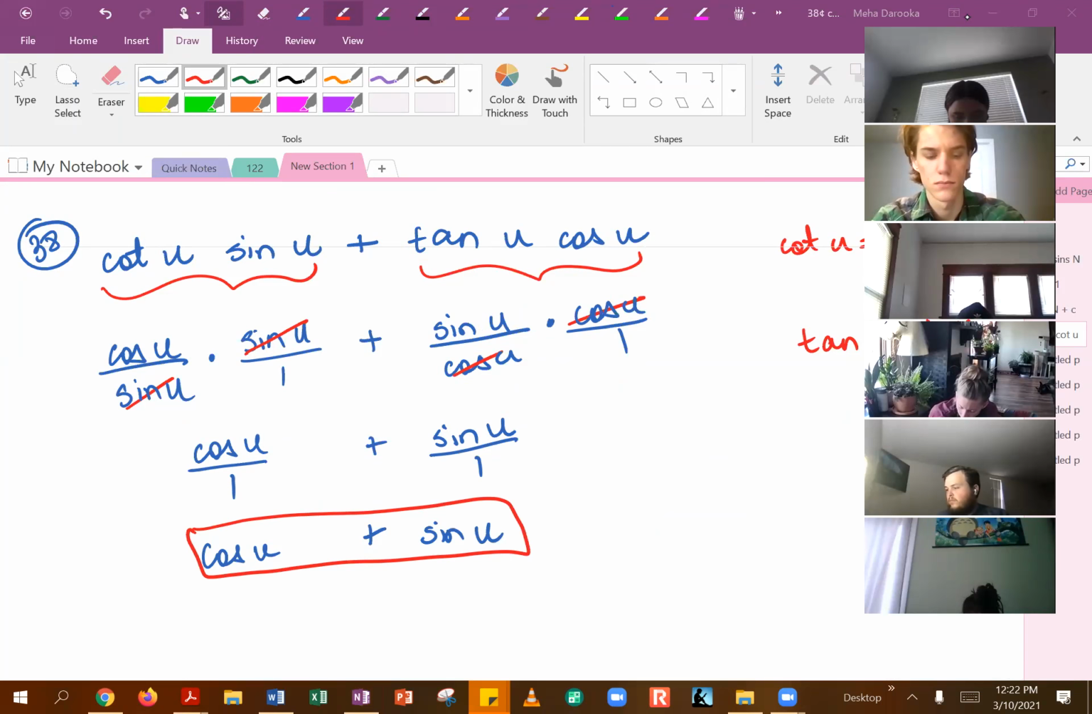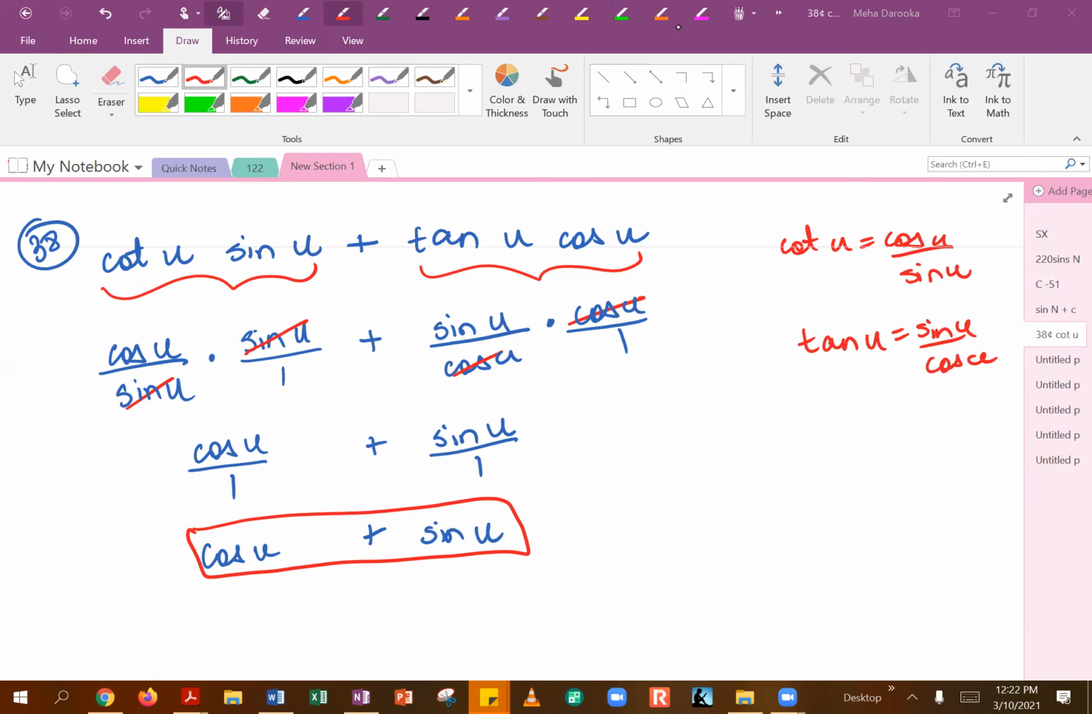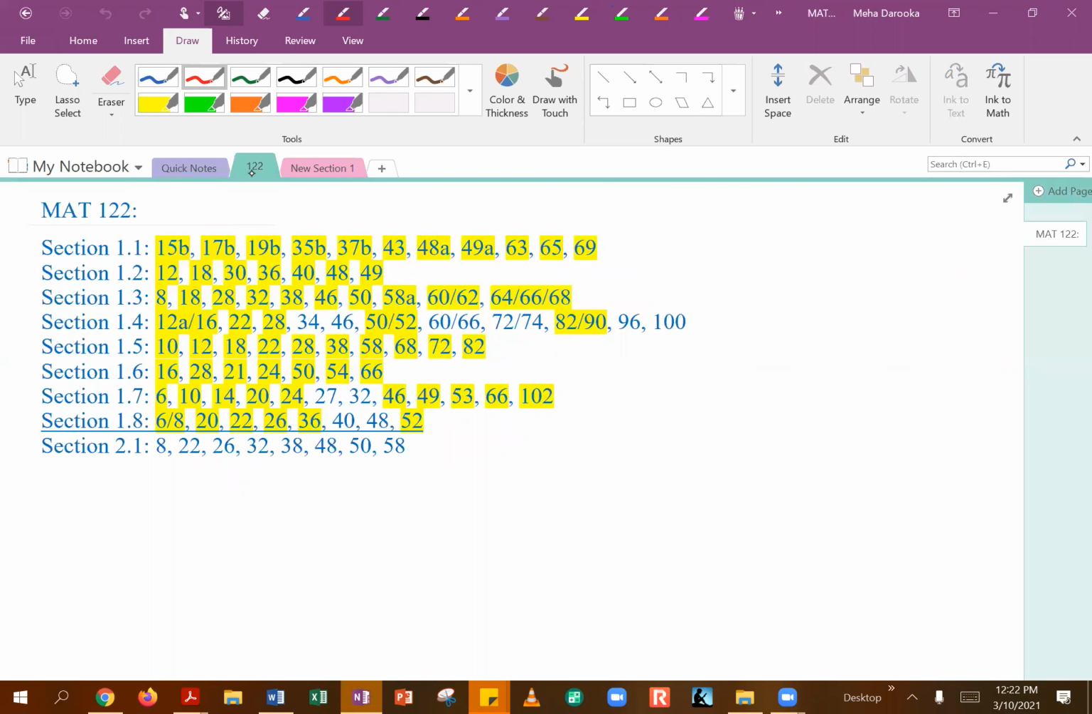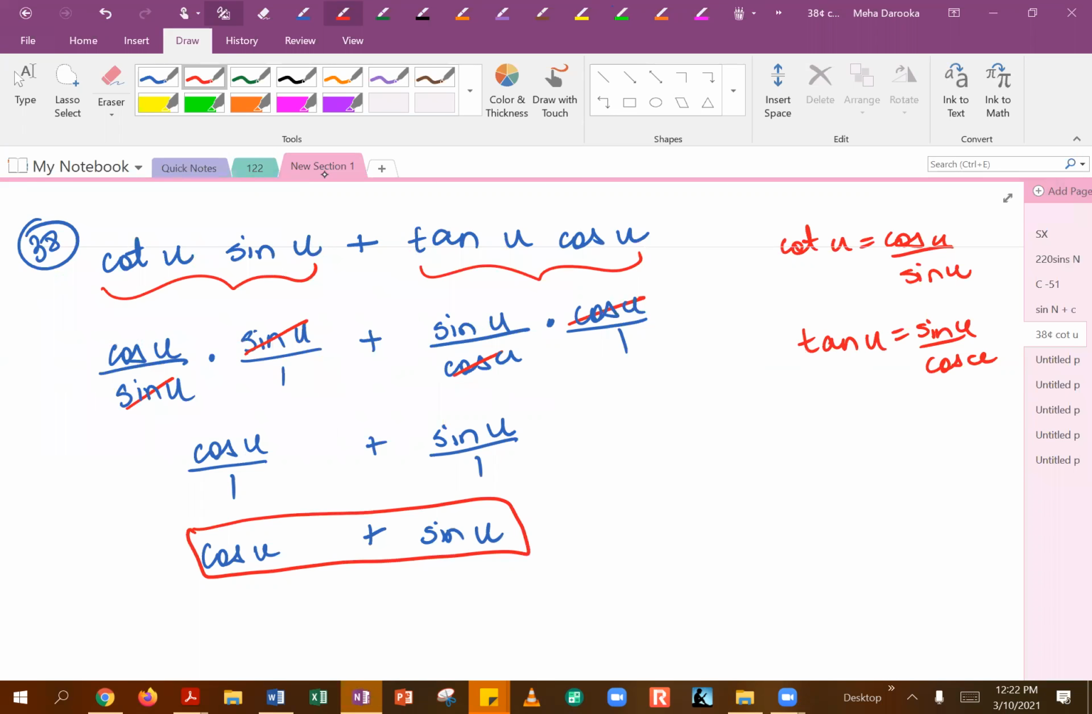So you can see your instructions were the same, use fundamental identities to simplify, but you can see how each function has to be treated differently just based on what is given to you. That's why I keep saying we have to use a little bit of trial and error when we're working through this. So let's take a look at number 48 next.